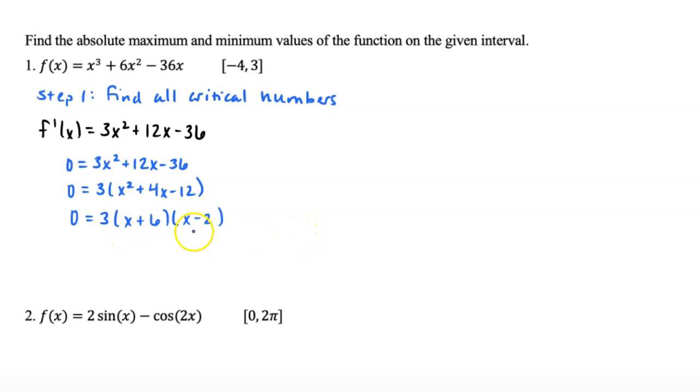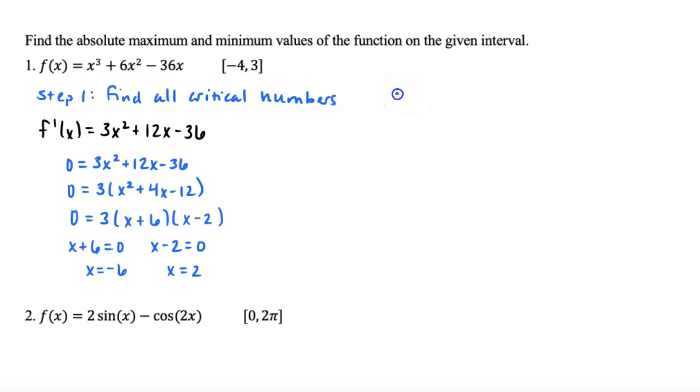All right, and now I'm just setting both of these equal to 0. The 3 doesn't really mean anything because if I set up the equation 0 equals 3, I know that's not true. So the 3 can just get left out at this point. And so I've got x plus 6 is equal to 0 and x minus 2 is equal to 0. Bringing that 6 and 2 to the other side, I get x equals negative 6 and x equals positive 2. All right, so these are my two critical numbers.